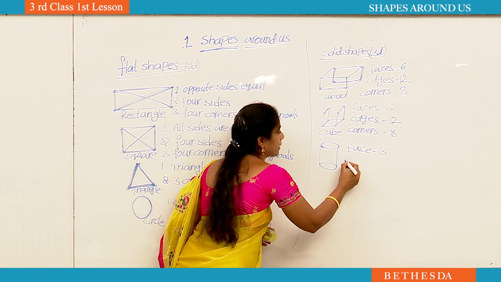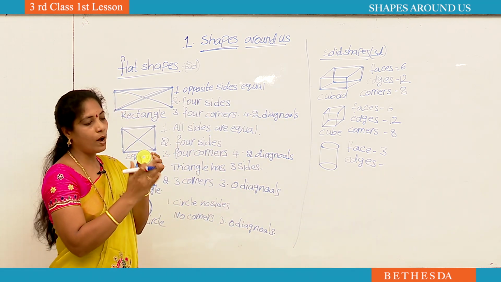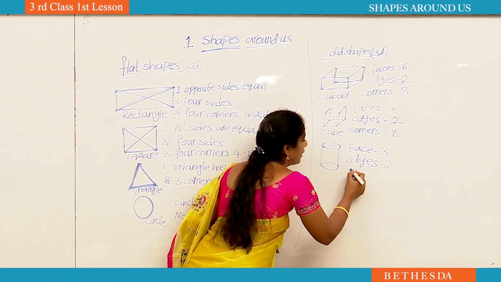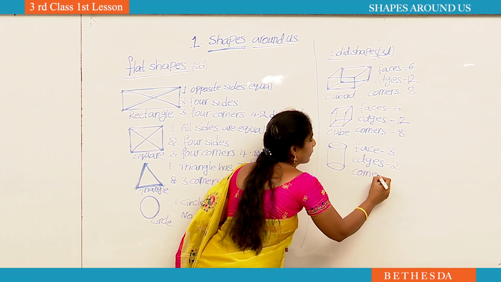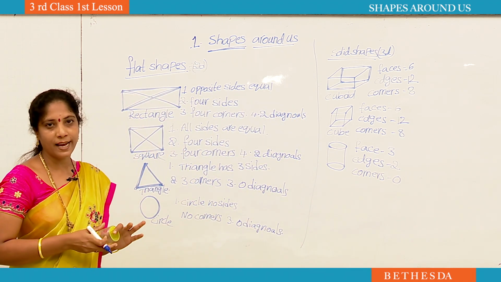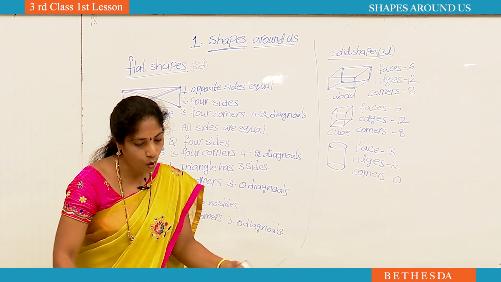Now, edges. How many edges? See here, 1 and 2. It has only 2 edges. And corners. No corners, 0 corners. Okay, next one is the cone.